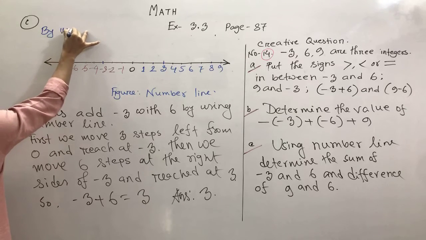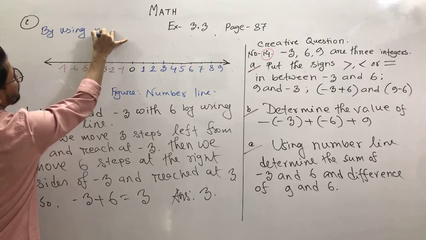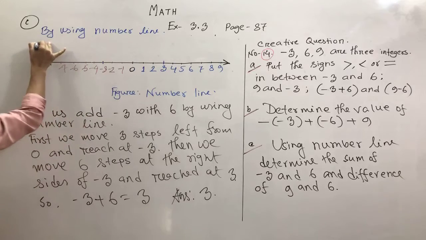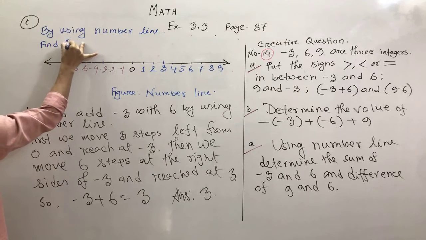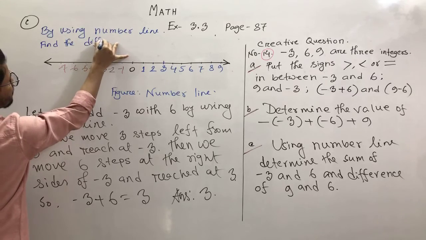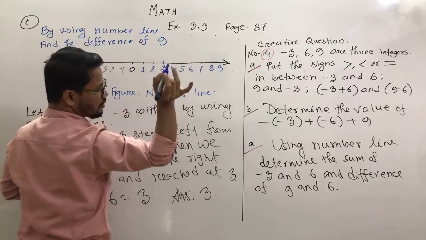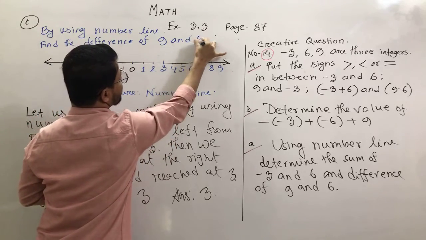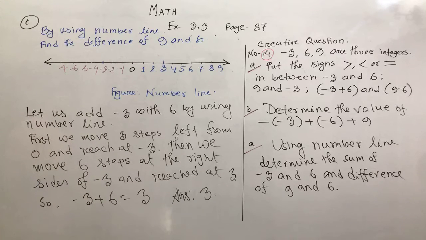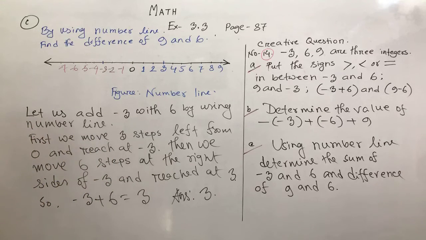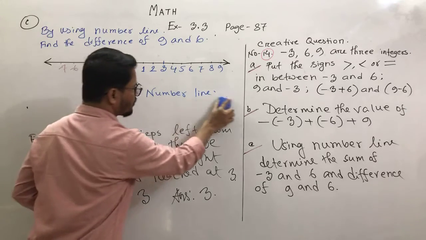By using number line, find the difference of 9 and 6. This is the first step, the 9 and 6. Let us find the difference. We don't need to write this one.